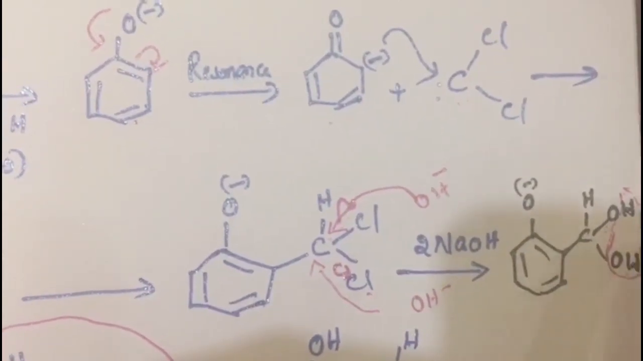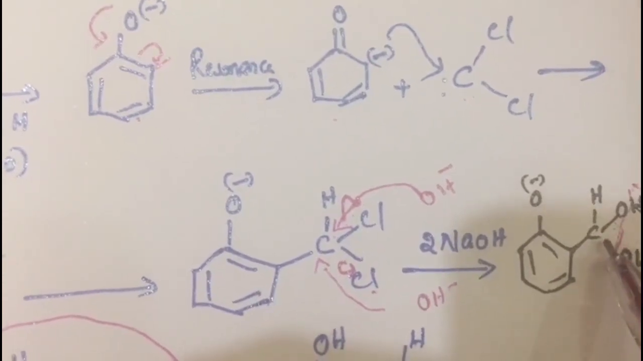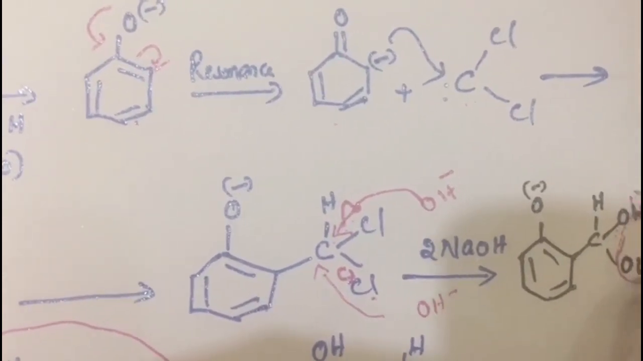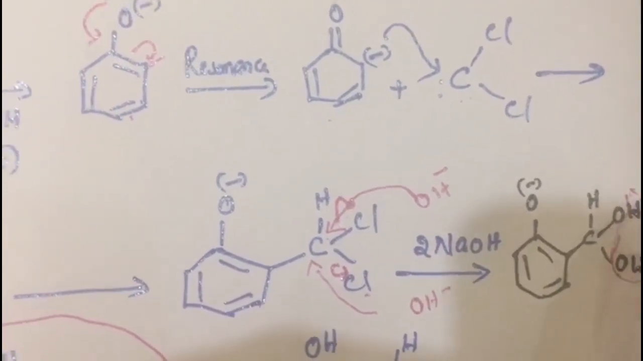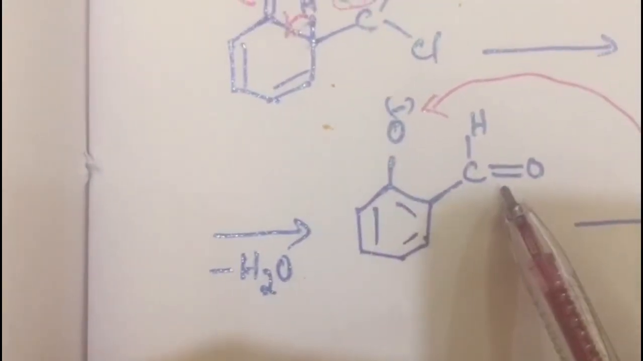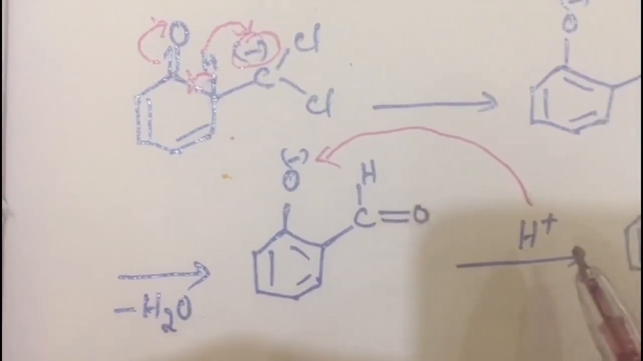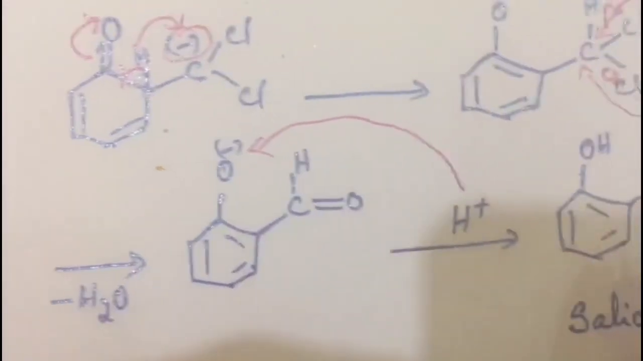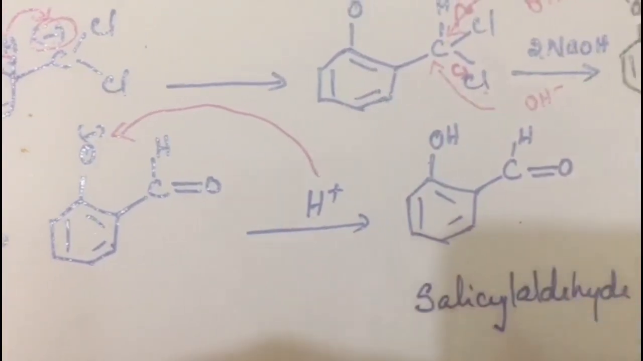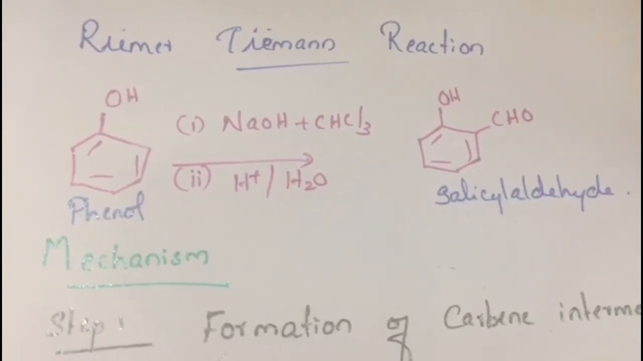We all know this is one carbon atom with 2 OH groups, like a geminal diol, so it is unstable. It will remove a water molecule from this carbon, so this will become an aldehyde. So here the product will be O minus with CHO, after removing the water molecule. The last step is acidification. When treated with acids, this H plus will be absorbed by this O minus ion and the product will be salicylaldehyde. Hope everyone understood the Reimer-Tiemann reaction and thank you for watching.